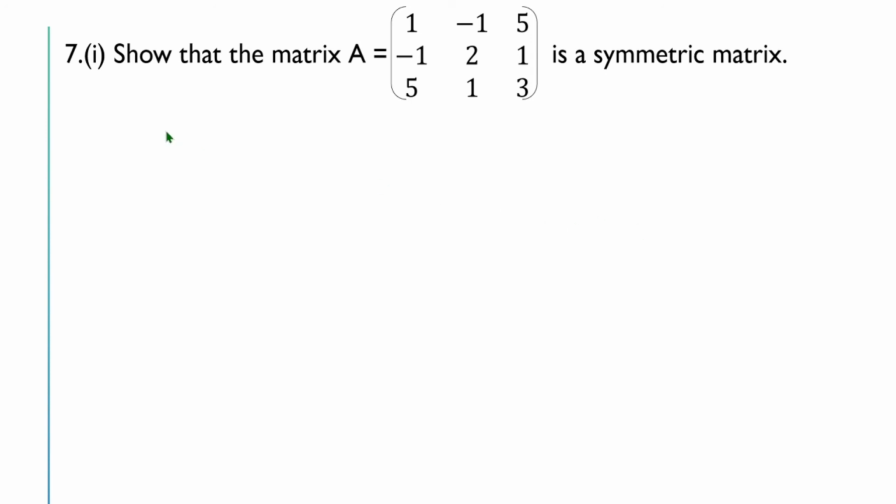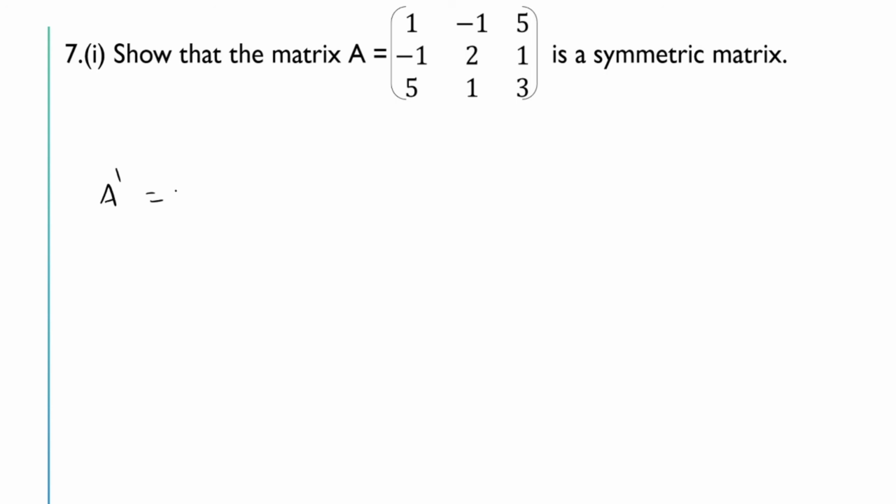Next question, show that the matrix A equal to 1, minus 1, 5, minus 1, 2, 1, 5, 1, 3 is a symmetric matrix. We call a square matrix a symmetric matrix if A is equal to A transpose. So we will find A transpose, and if it is equal to A, then we can say A is a symmetric matrix.